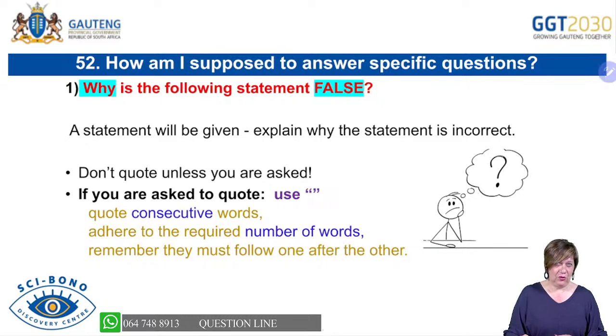If you are asked to quote, remember to use inverted commas. You might be asked to quote what we call consecutive words. Consecutive words means words after each other. You will be required to quote a specific number of words. Please count your words to make sure you have the right number of words.